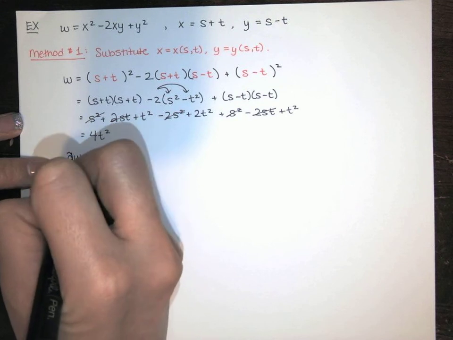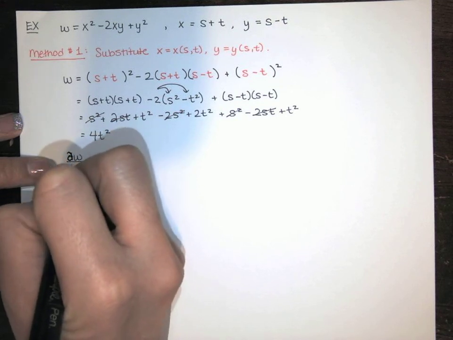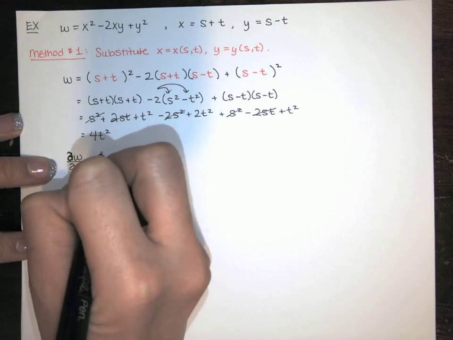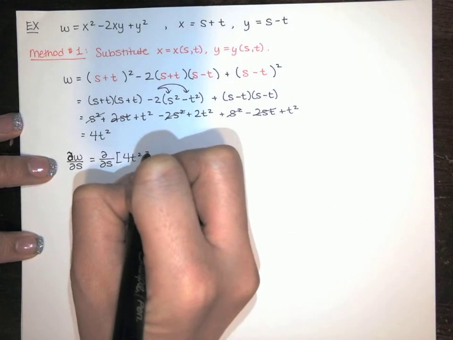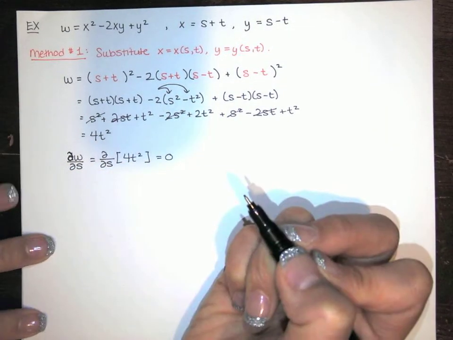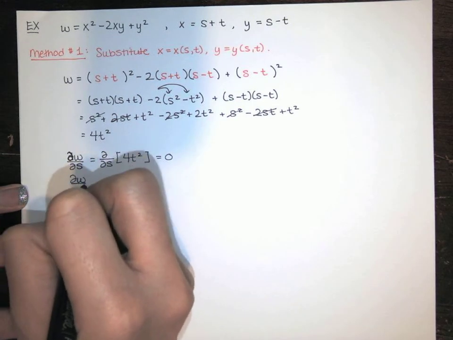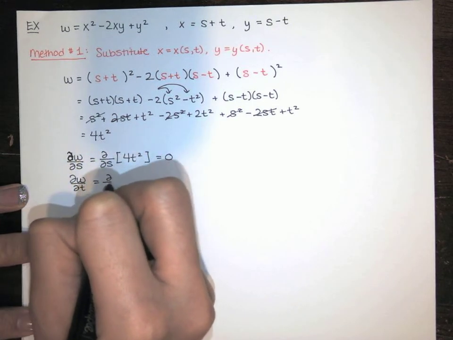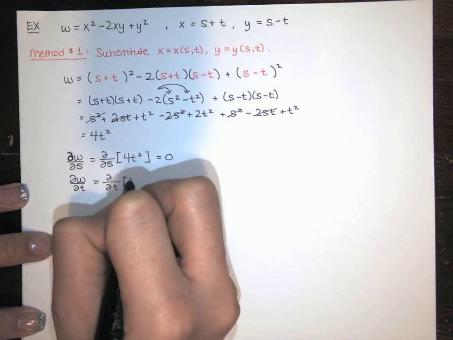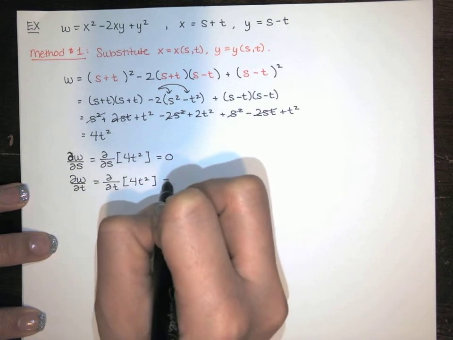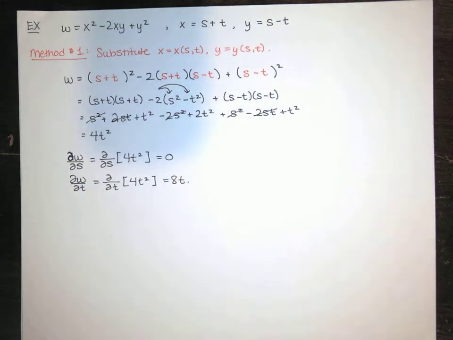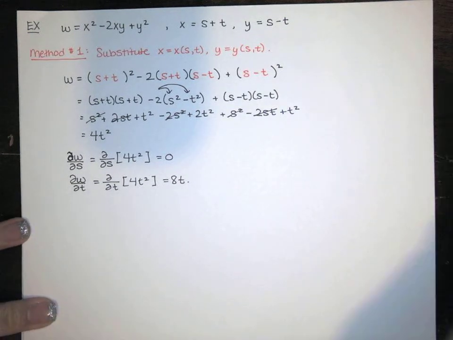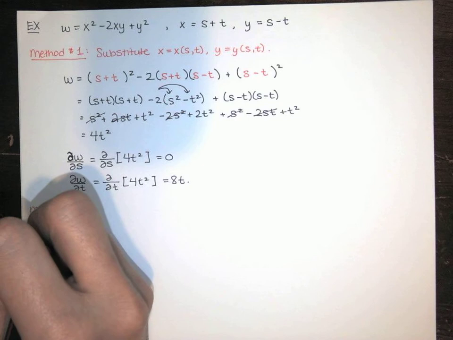And the partial derivative of w with respect to s. Well, there's no s's in that, so we get 0. And the partial of w with respect to t is just 8t. Okay, so that's the first method for finding the partials of w with respect to s and t. It's probably the simplest, but we may also want to illustrate the chain rule using this w.